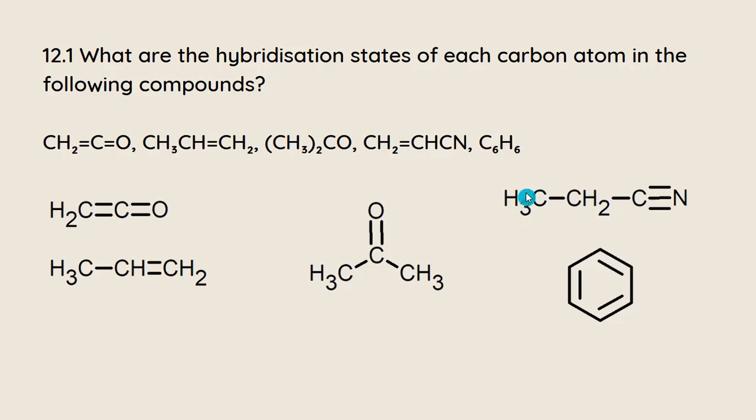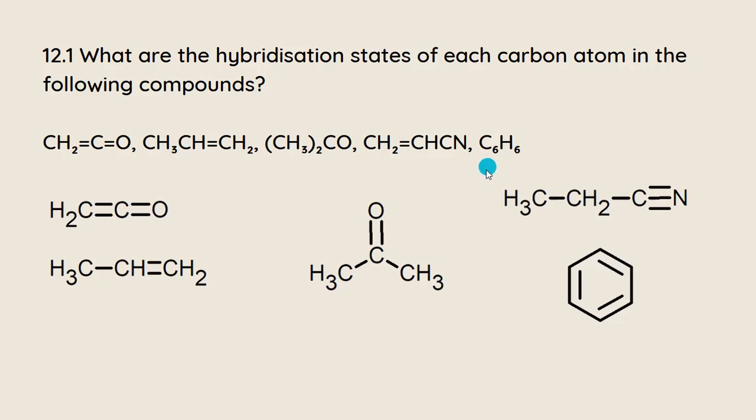So in this compound, actually it is CH3, I am sorry, it's supposed to be CH2, CHCN. So in this case, you have a double bond between this and this carbon atom. So both these carbon atoms are sp2 hybridized, whereas CN has a triple bond between the carbon and the nitrogen. Because of that, this carbon atom is sp hybridized. So this is sp2, sp2 and sp.